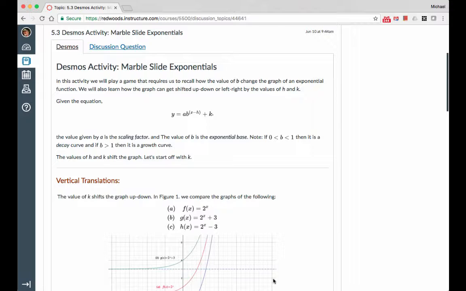In this activity, we'll play a game that requires us to recall how the value of b changes the graph of an exponential function. We will also learn how the graph can get shifted up or down, or left or right, by the values of h and k respectively.